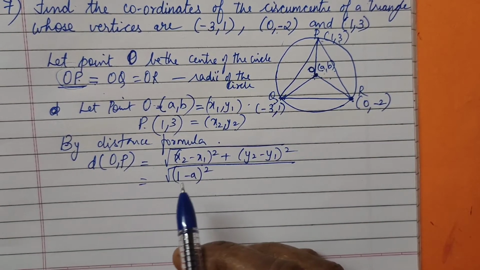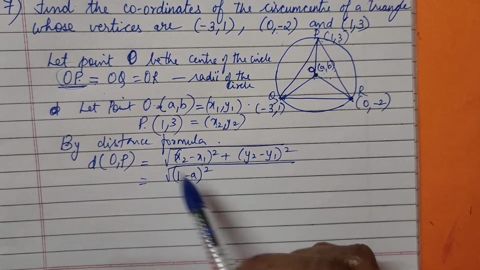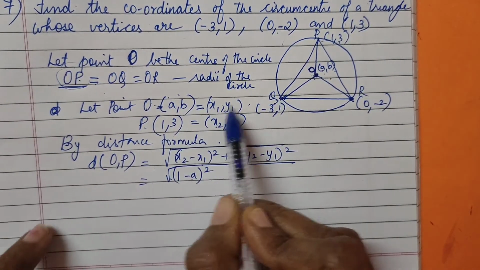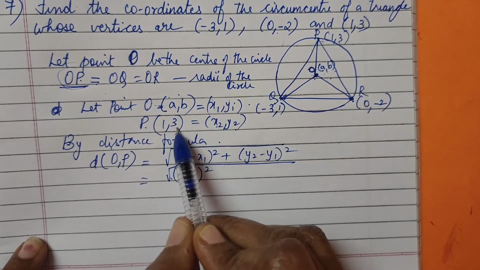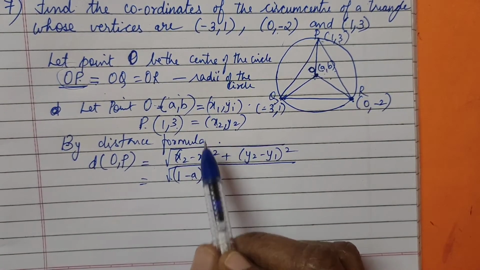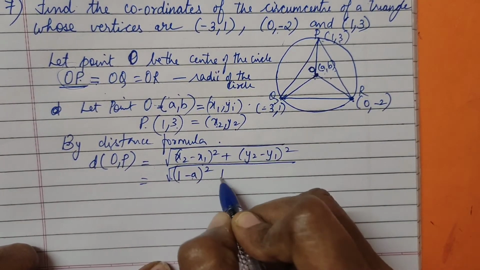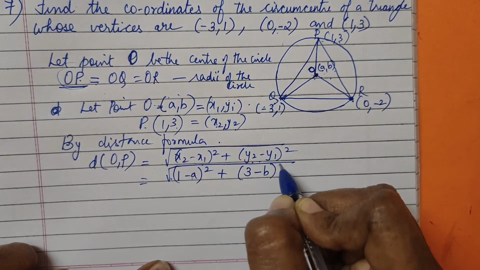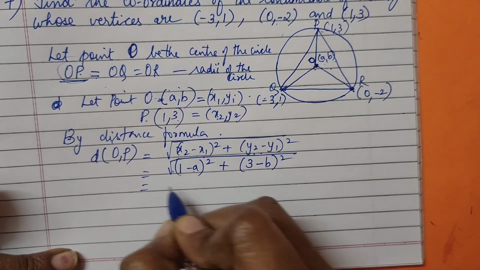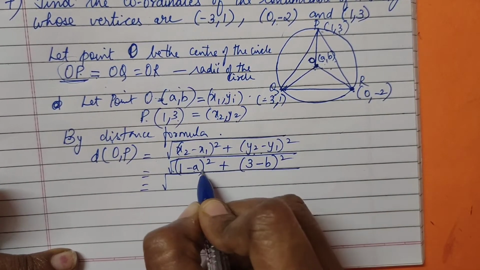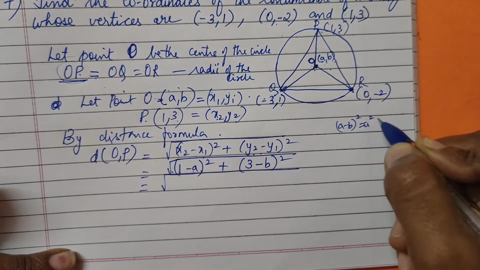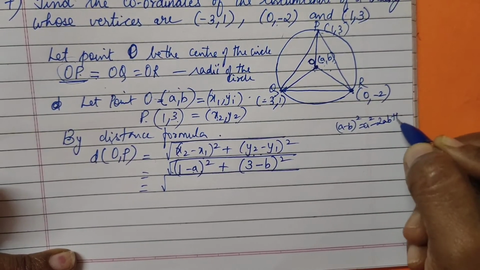Okay, I'll tell you a small hint. If you have the habit of solving with a first, then you put P as (x1, y1) and O as (x2, y2). It's up to your choice, dear. Y2 minus y1, that is (3 minus b) the square. Now which formula are we applying? The (a minus b) the whole square formula. You remember it? a square minus 2ab plus b square.